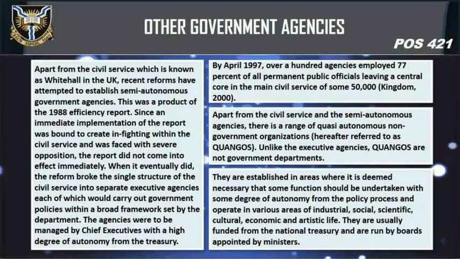Apart from the civil service and the semi-autonomous agencies, there is a range of quasi-autonomous non-government organizations, hereafter referred to as QANGOs. Unlike the executive agencies, QANGOs are not government departments. They are established in areas where it is deemed necessary that some functions should be undertaken with some degree of autonomy from the policy process and operate in various areas of industrial, social, scientific, cultural, economic, and artistic life. They are usually funded from the National Treasury and are run by boards appointed by ministers.